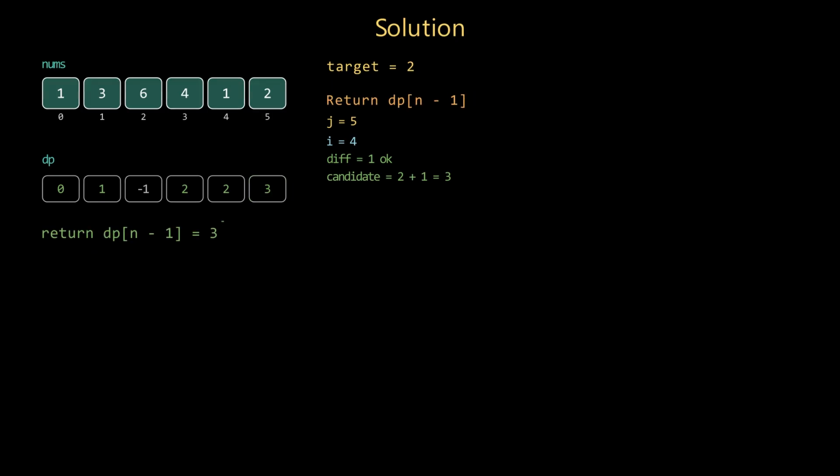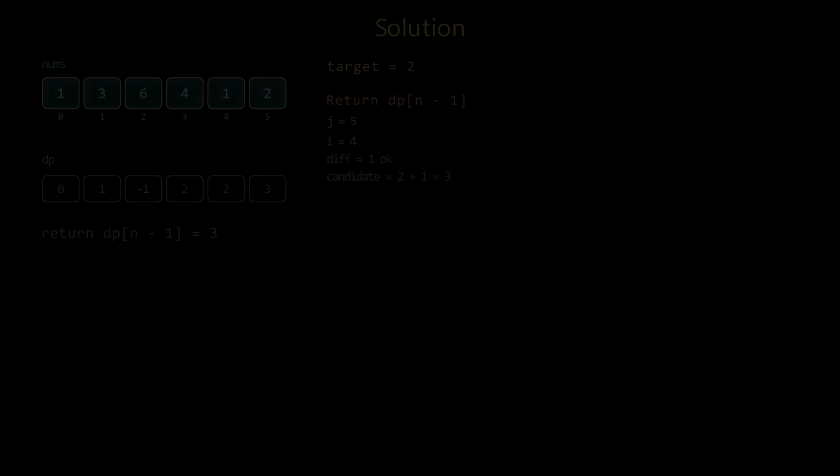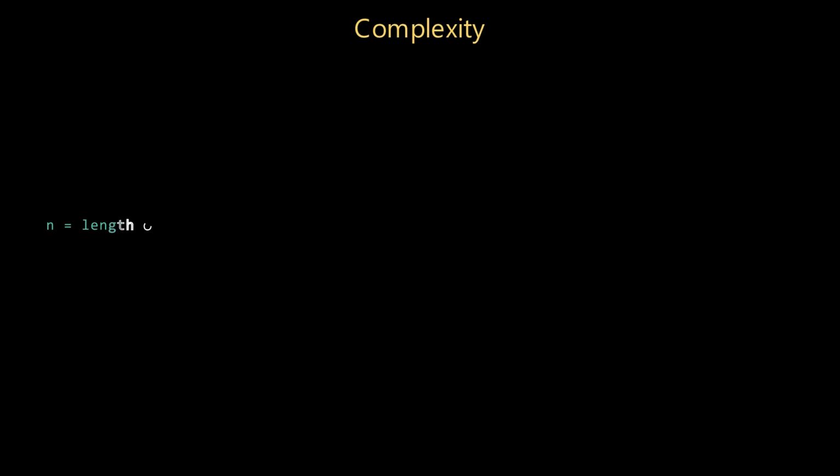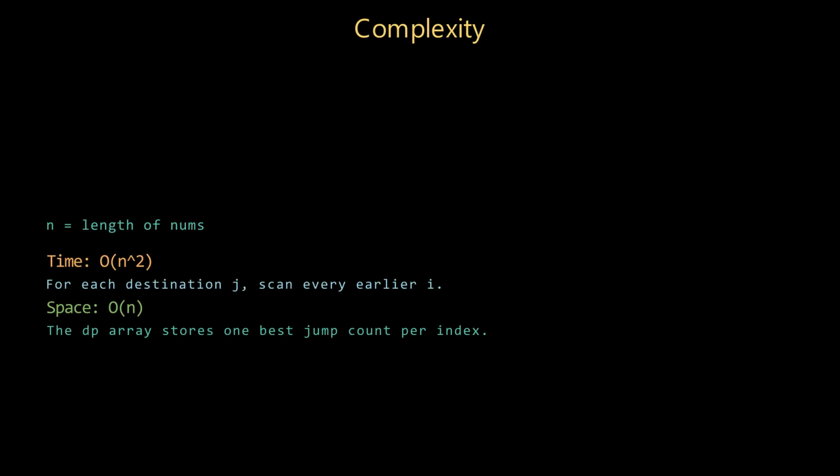Return dp of the last index. We need the best jump count at the destination, not the biggest value anywhere else. Time is O(n^2) because for each destination index, we may scan every previous index. Space is O(n) for the dp array, one best jump count per index.